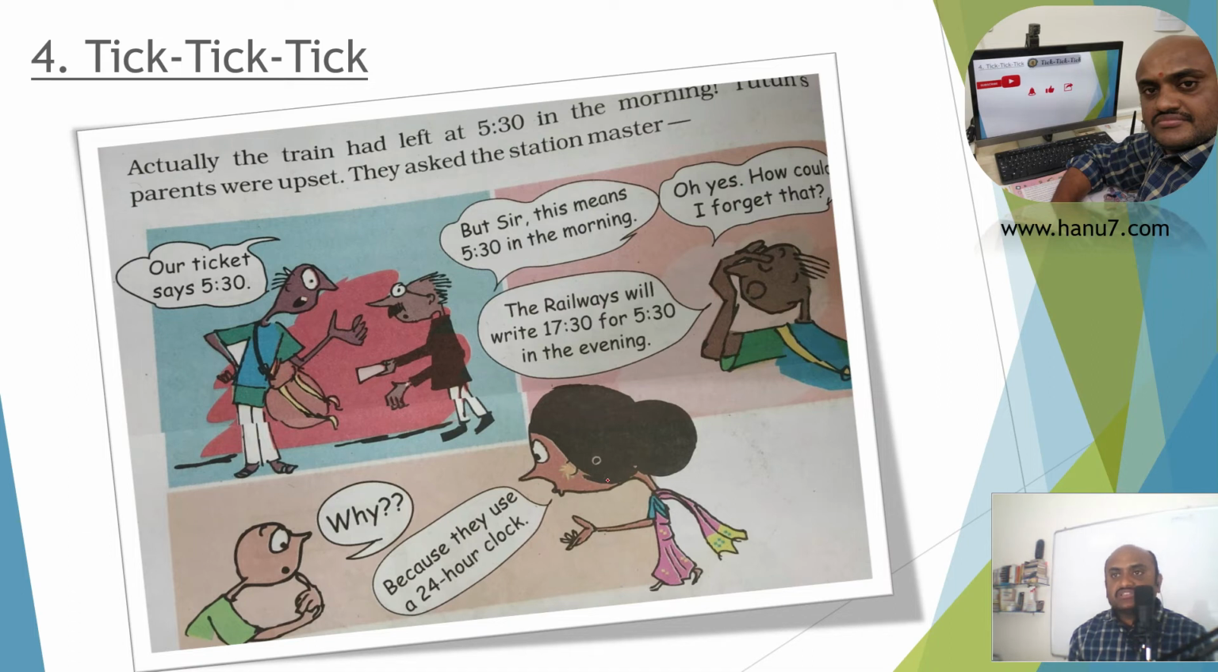Have you heard in the railway stations or have you seen any display boards in the railway station? They will be using only 24 hours format. At 17:30, the train from so and so place to so and so place is going to arrive and going to leave. Arrivals and departures they will show with respect to 24 hours format only. Okay, so this Tutun is asking why? Because they use a 24 hours clock.